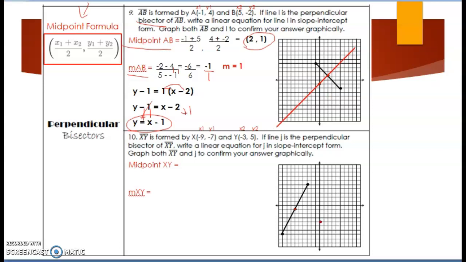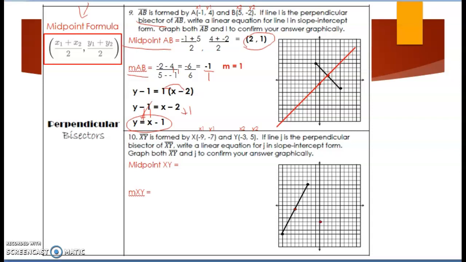And you'll see it does form a right angle that looks pretty darn close, and it crosses through the middle. So these are called perpendicular bisectors. So one more example, number 10. We have a line XY, and as you can see, I graphed it already.